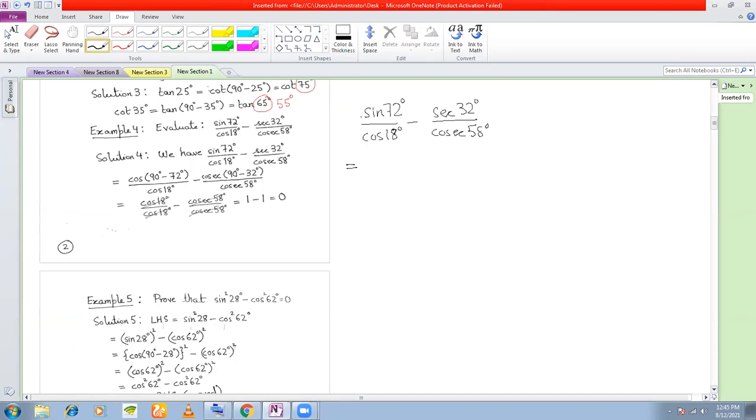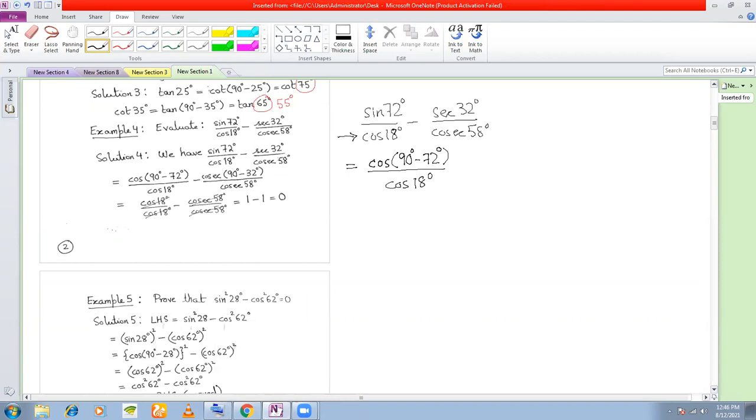So here you have sine 72. I can change sine to cos. How will I change? I write sine as cos, and then I have to change the angle also, right? By what will I change the angle? I will subtract the angle from 90 degrees. Why did I write it this way? You can change this to sine also, no problem.